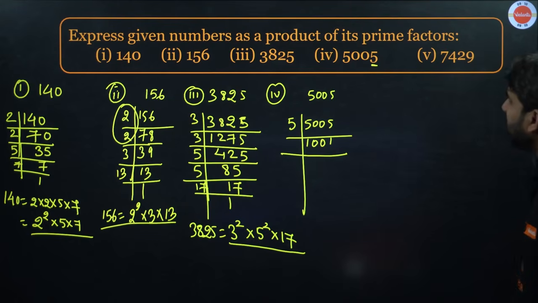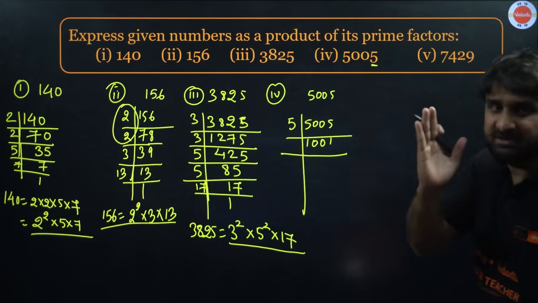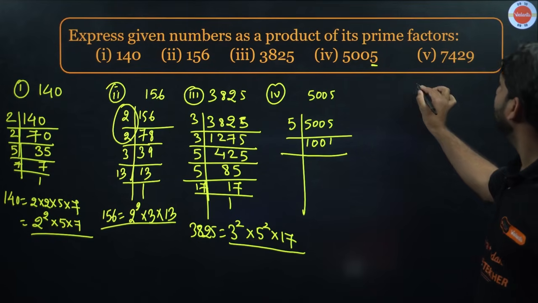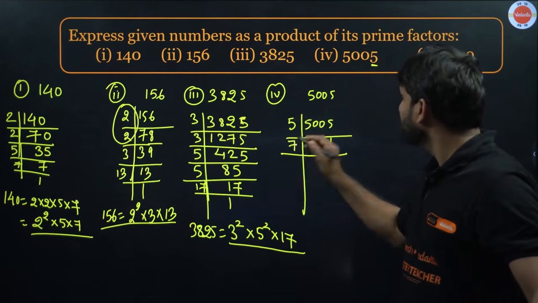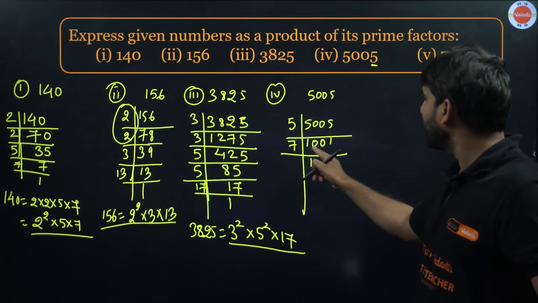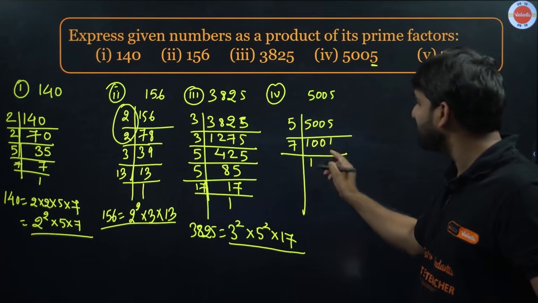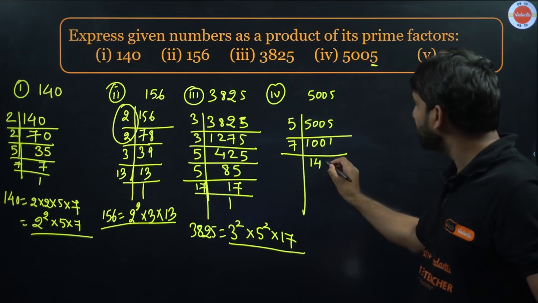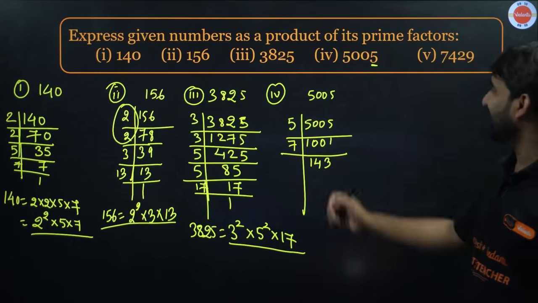So if the unit place is 1, we can go to 7. We can check it by 7 because 7 threes are 21 and the unit place is showing 1. So let's check it for 7. 7 ones are 7, so 3 and 0 means 30. 7 fours are 28, and 2 and 1. So 143. Wow, it is absolutely correct.